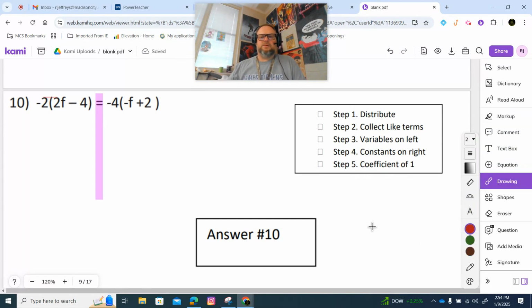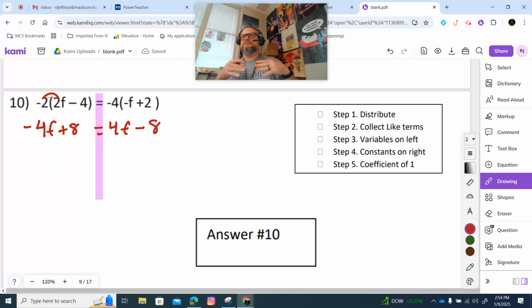All right. We do have to distribute. Negative 4f, positive 8, 4f minus 8. Now, this one is set up on purpose so it looks like an IMS to see if you're paying attention. A lot of people will not.